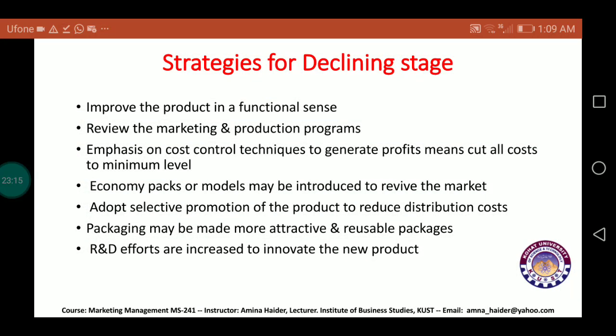Strategies for the declining stage. Improve the product in a functional sense. Review the marketing and production programs. Emphasis on cost control techniques to generate profit. Economy packs or models may be introduced to revive the market. Adopt selective promotion of the product to reduce distribution cost. Packaging may be made more attractive and reusable packages are introduced. Research and development efforts are increased to innovate a new product.